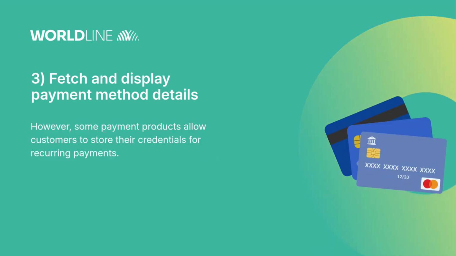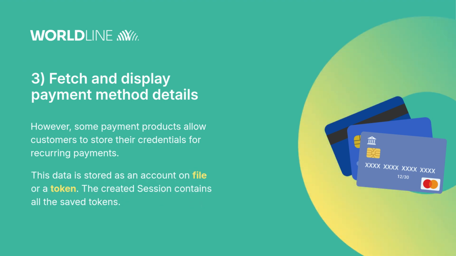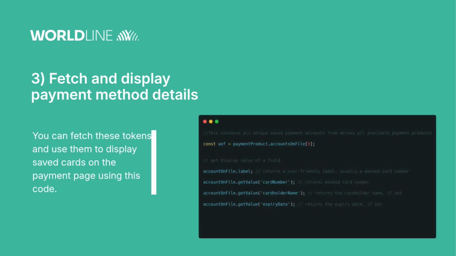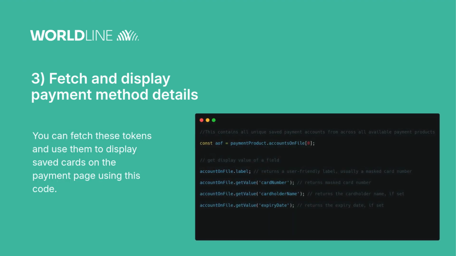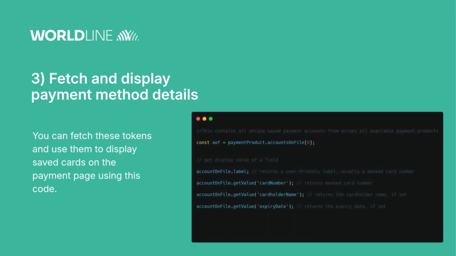However, some payment products allow customers to store their credentials for recurring payments. This data is stored as an account on file or a token. The created session contains all the saved tokens. You can fetch these tokens and use them to display saved cards on the payment page using this code.